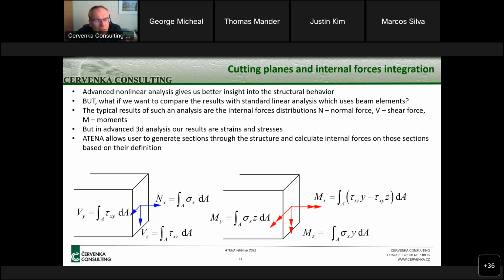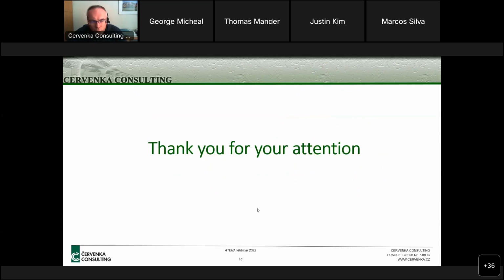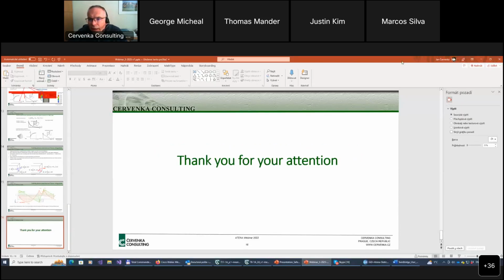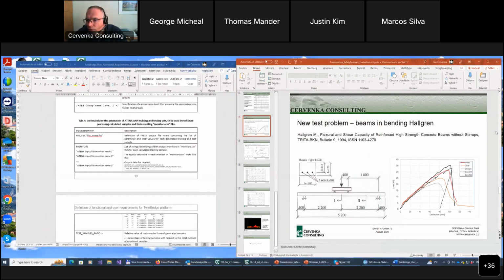Another nice feature in ATENA is that we can now also define cuts and generate the cuts through the section and use them to evaluate traditional engineering quantities like moments, normal forces, or shear forces. So this was some presentation at the beginning to introduce the topic a little bit, and maybe I'll switch to the program and show it again in more detail on some examples. Before I do that, I'll check whether there is any question.